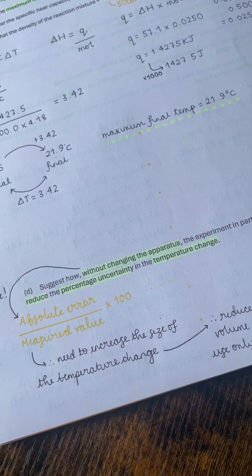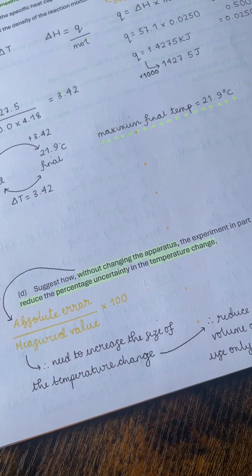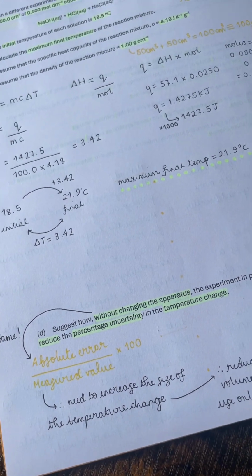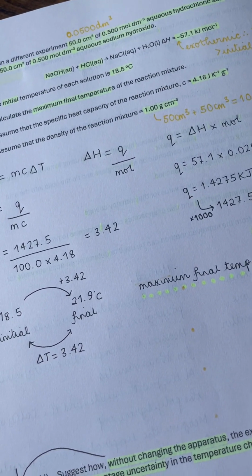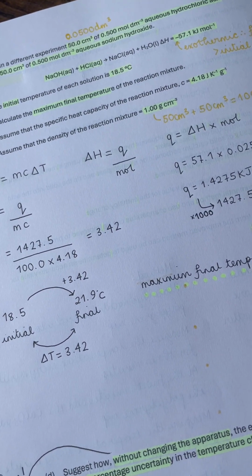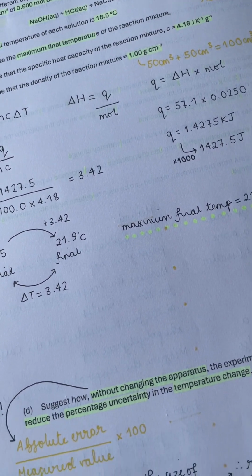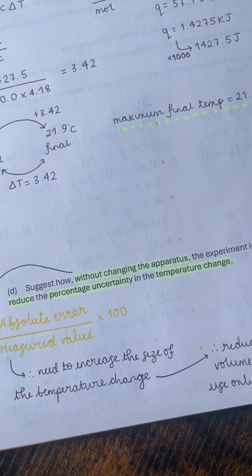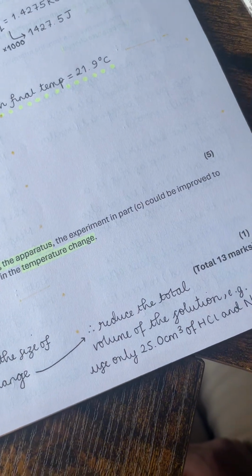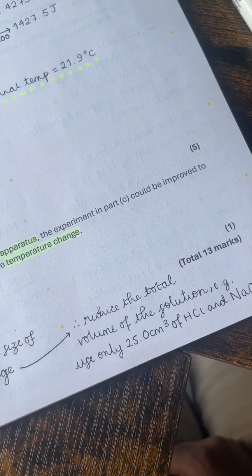You then have to link it back to the specific method. So in this case, what are we measuring the temperature change of? We're measuring the temperature change of the sodium hydroxide and the hydrochloric acid solution in the polystyrene cup. How can we therefore increase the size of the temperature change? Well, the most obvious route is to reduce the total volume of the solution.